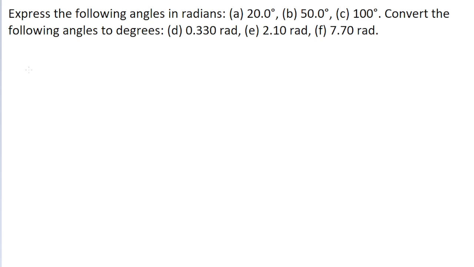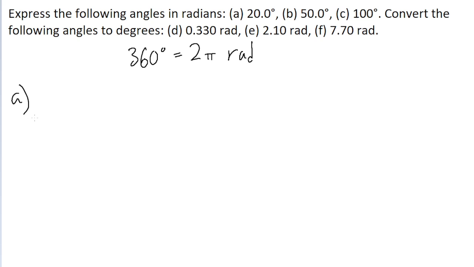Now essentially this is basically just your standard unit conversion type problem. Degrees are just another unit, and radians are also just another unit. All you really need to know for this problem is that 360 degrees is equal to 2 pi radians. So we can use this conversion factor for any part of this problem.